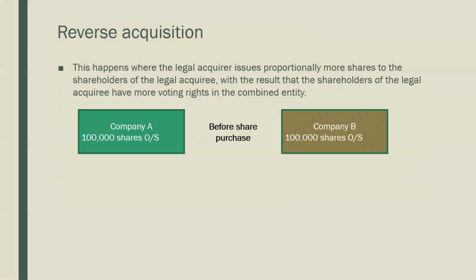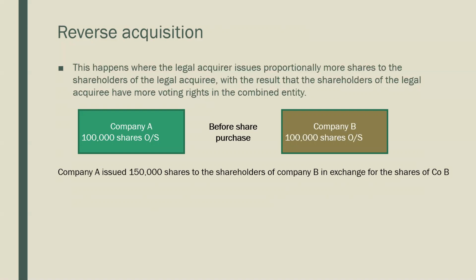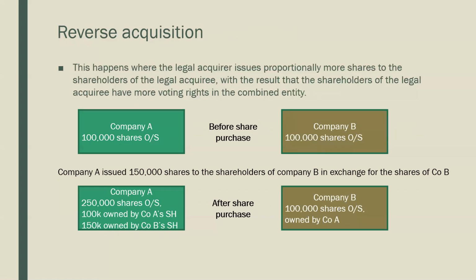So what's the setup there? Let's say Company A and Company B both have 100,000 shares outstanding before the share purchase is done. Company A issues 150,000 shares to the shareholders of Company B in exchange for the shares of Company B. So after the share purchase is done, Company B will still have 100,000 shares outstanding, and these will now be owned by Company A. Company A, on the other hand, will now have 250,000 shares outstanding. Out of the 250,000, 100,000 will be owned by the shareholders of Company A before the business combination, and 150,000 shares will now be owned by the former shareholders of Company B.